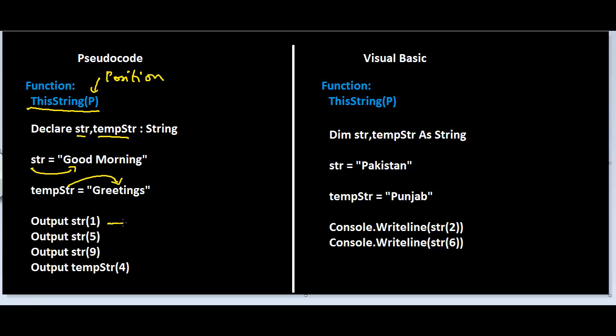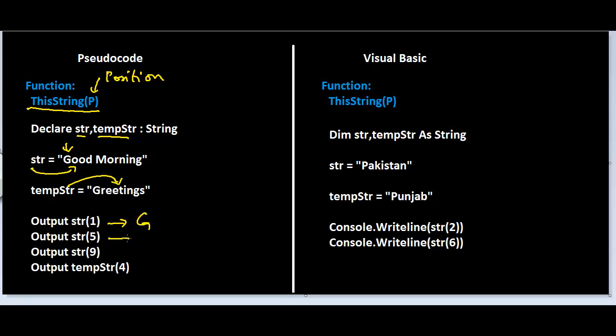Now when we run this instruction, it's going to extract the first character out of the entire string. The first character in this case is G, so G is going to be output on the screen.